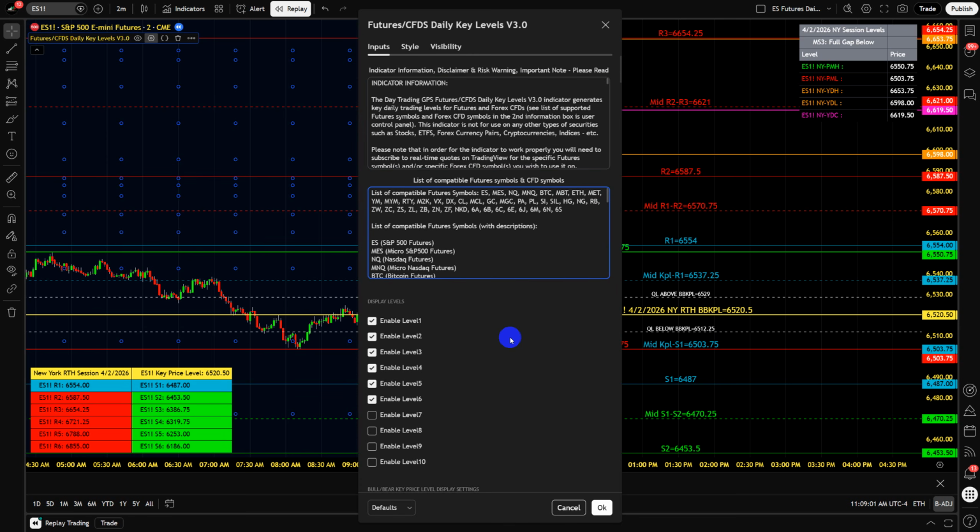You will need to have the appropriate live data subscriptions to use this indicator on TradingView for the specific futures symbols and CFD symbols that you wish to trade. Some of the futures symbols are through CME, some of those are through NYMEX. So you just need to check with TradingView to make sure that you do have the live data feed for the particular futures symbols and or forex CFD symbols that you wish to trade, as you cannot use this indicator on a delayed basis. So you will need to have a paid real-time data subscription to use this indicator.